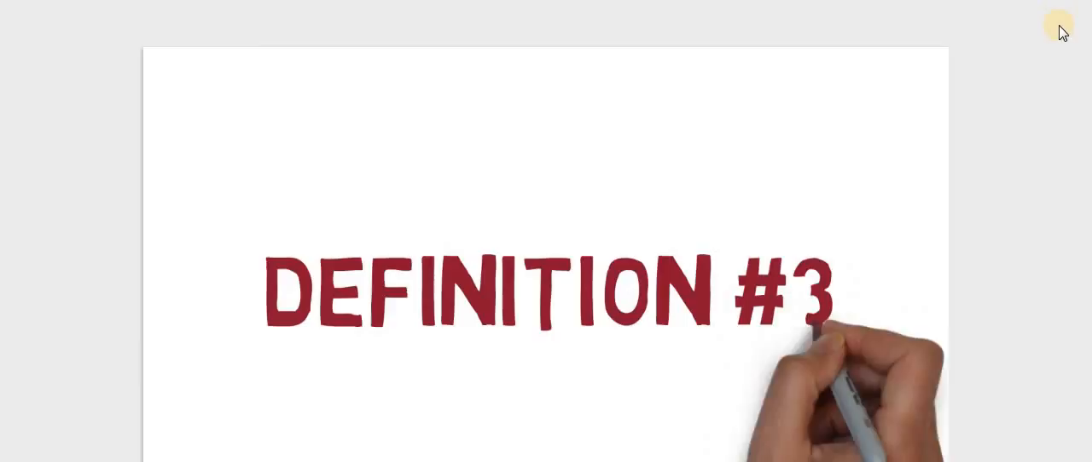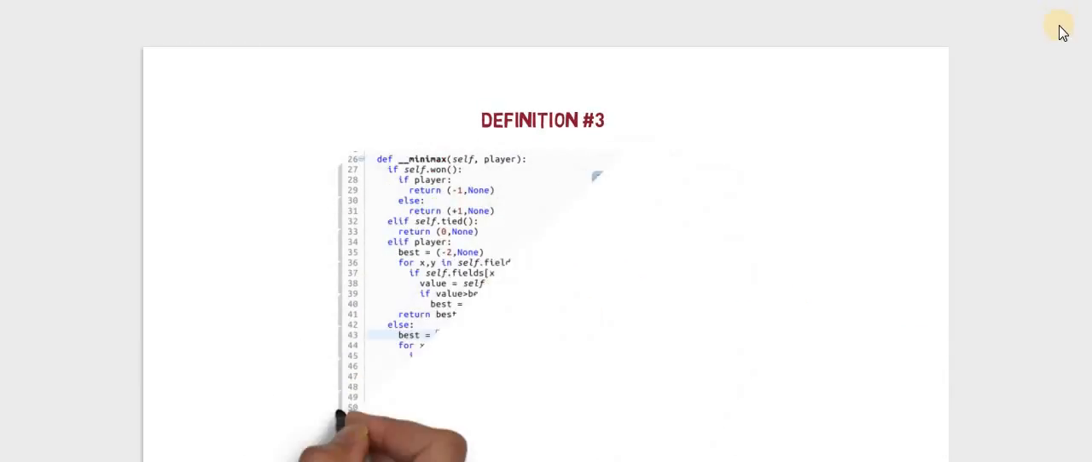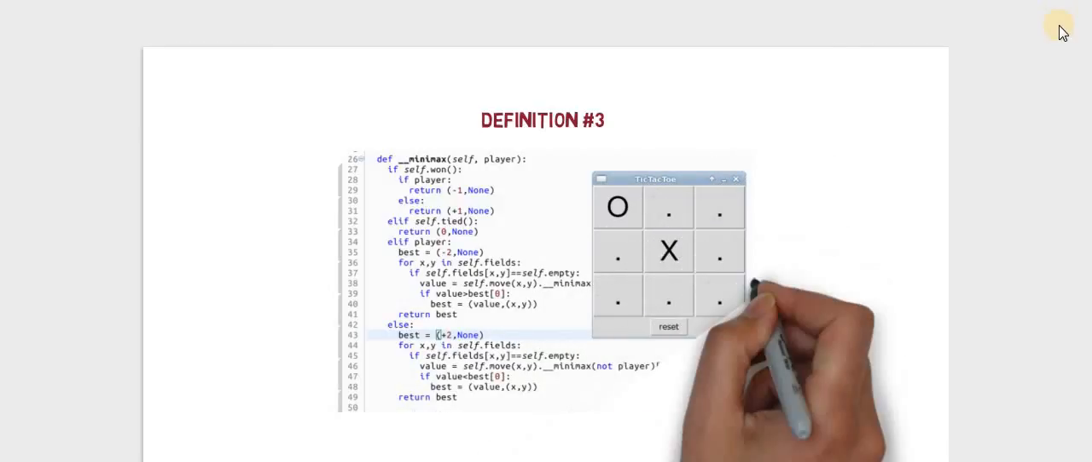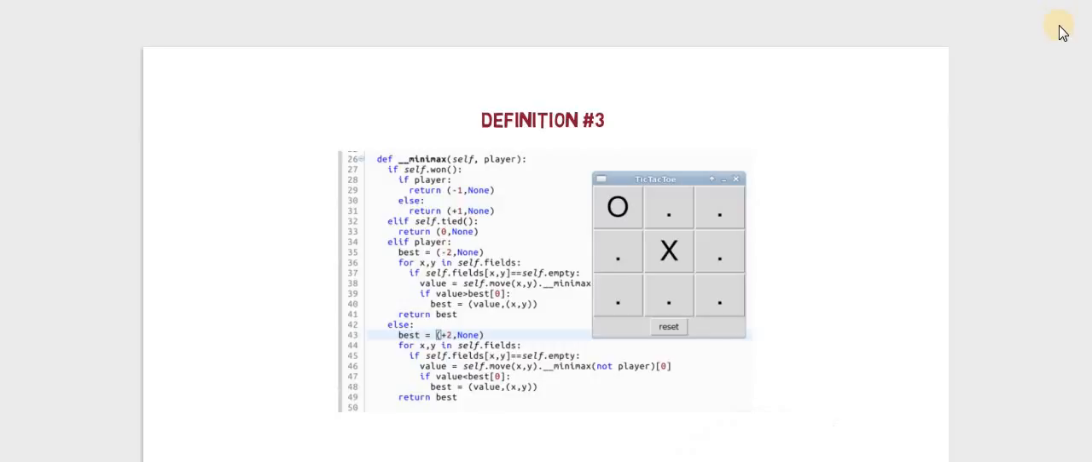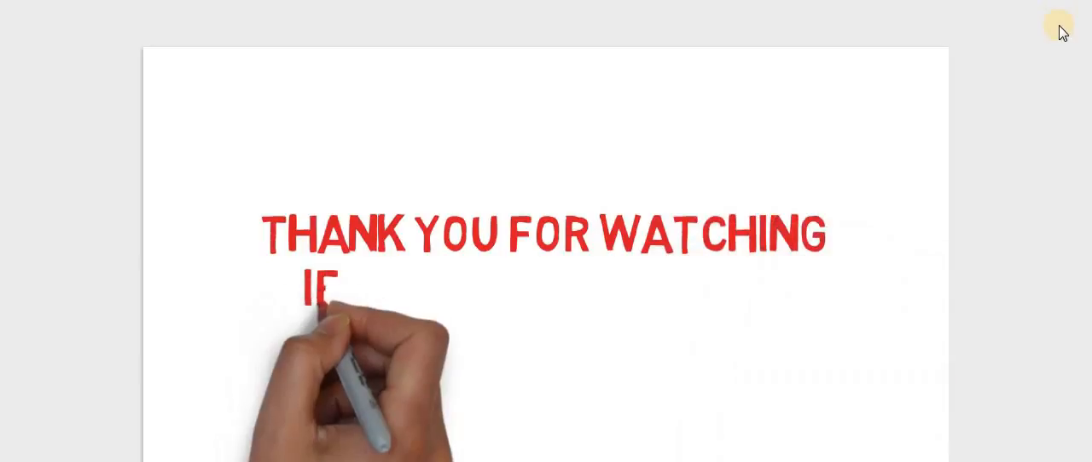Now the definition number three: artificial intelligence is a group of programs and functions that run automatically when we use a digital device. There are a lot of parts available, such as the gaming part of artificial intelligence. So there are a lot of opportunities available.